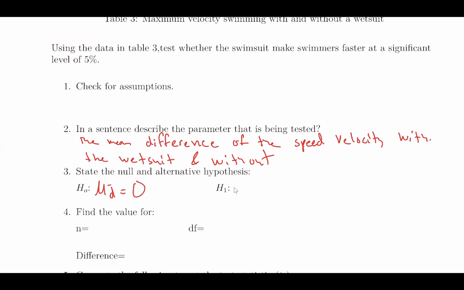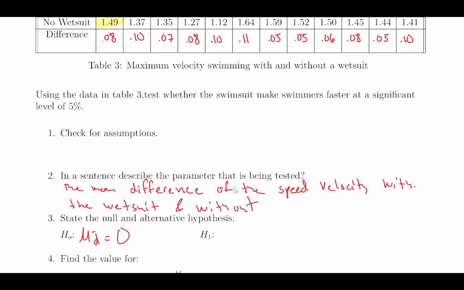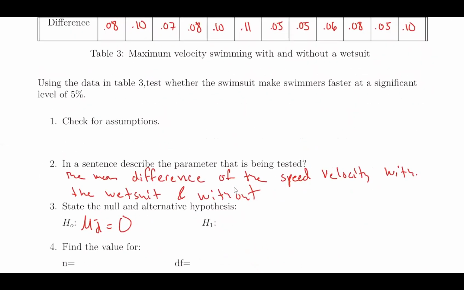For my alternative, since I did it where a positive difference means that the wetsuit makes you go faster, you go mu of d bar is greater than 0.